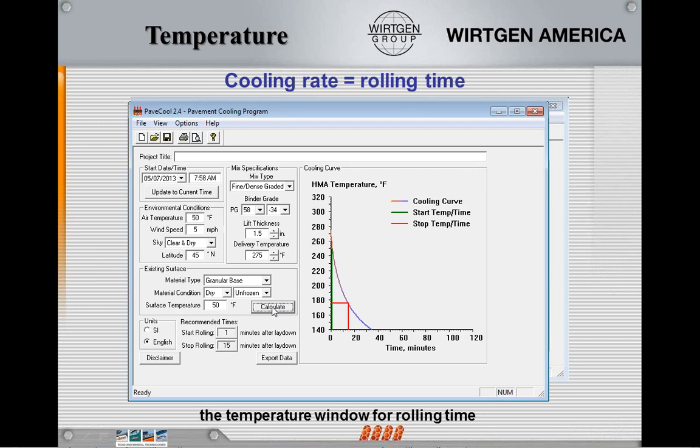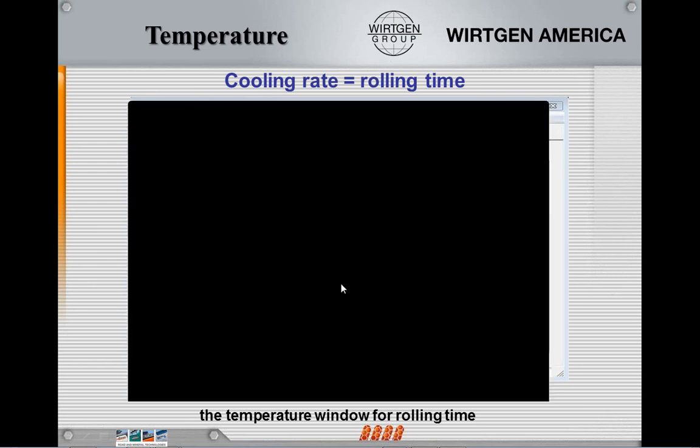So it's very critical that I understand what my window of opportunity is before I run out of it. Great chart to have, and it's a free chart that you can get. If you go to pavepool.com, you can find that chart and utilize it. I use it very often.